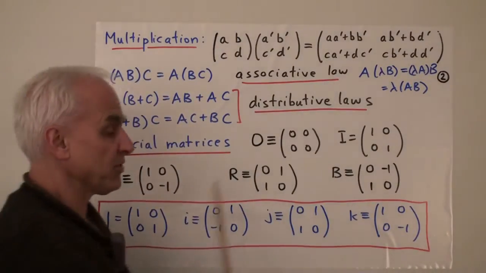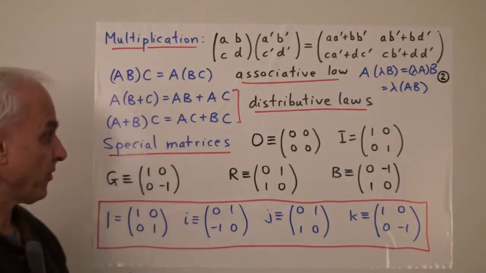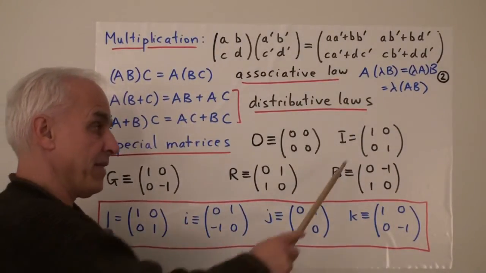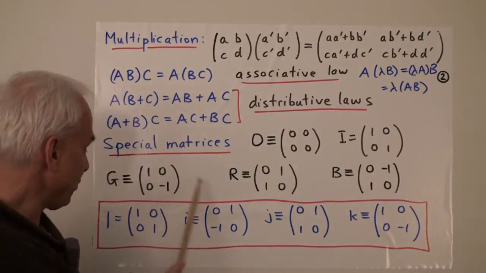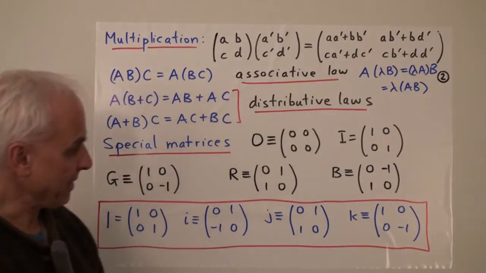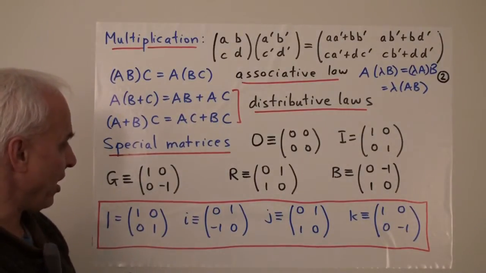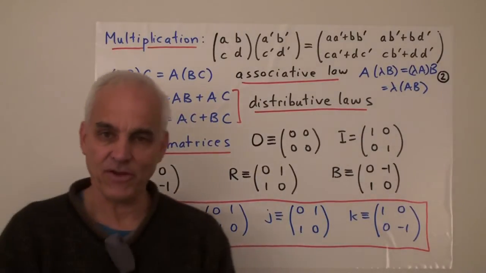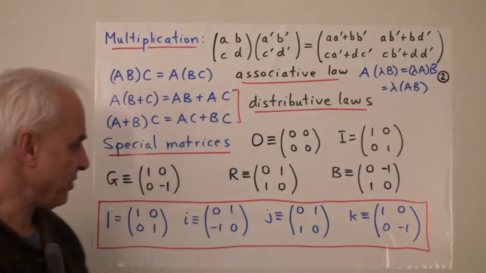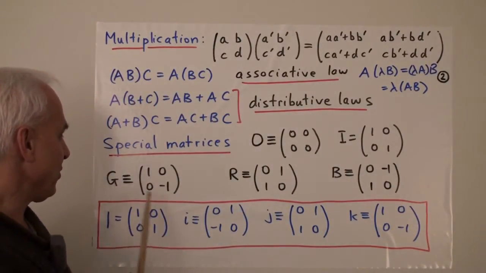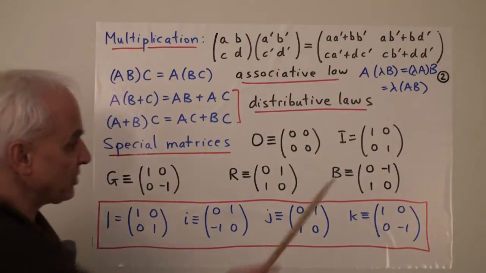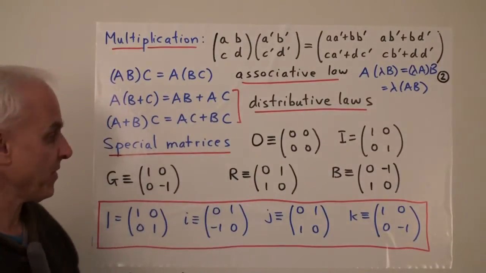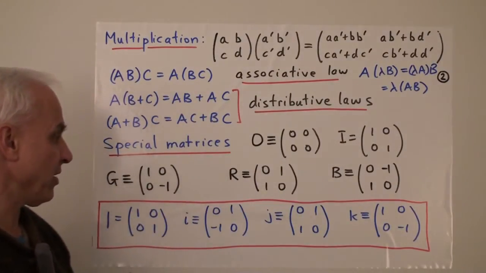And then there were some special matrices that we pointed out in our earlier videos. Obviously the zero matrix and the identity matrix, often denoted by I. And then at some point we also introduced these three other matrices, which at that point we called G, R, and B. Perhaps it wasn't so obvious why we called them that, but now it's perhaps a little bit more clear. So G, R, and B are the other matrices that together with I form a basis, and they're intimately connected with the green, red, and blue geometries.